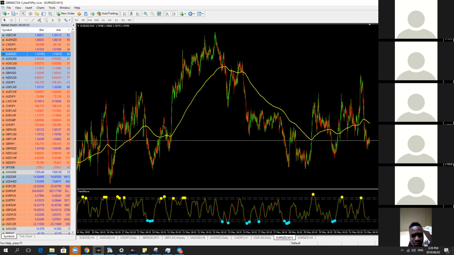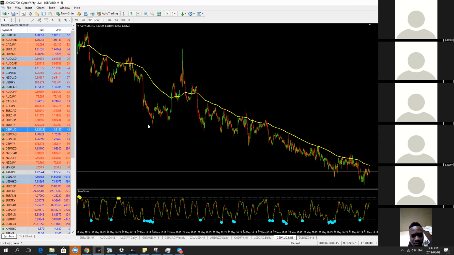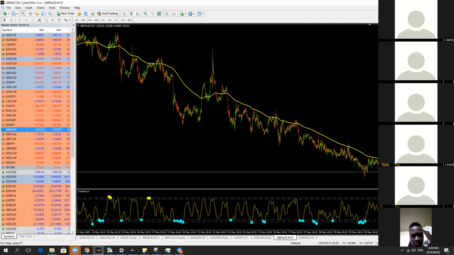This is a safe place to sell, below the 200. If you know the trade is a sell, the best place to enter is below the 200. So the 200 saves me from entering too quickly. If you entered GBP or USD, you would have stayed safe because you would have been below the 200. Yeah, that's just the final tip for that.